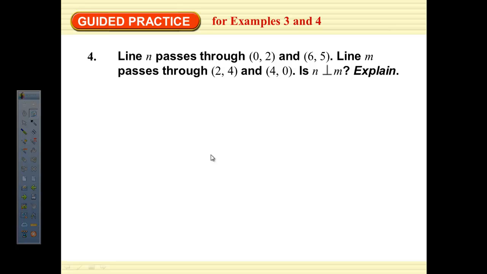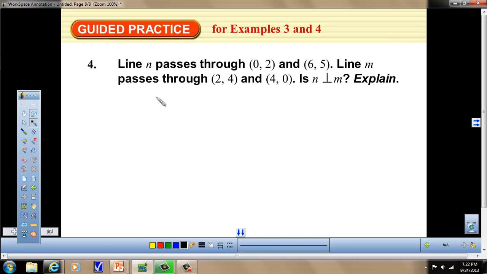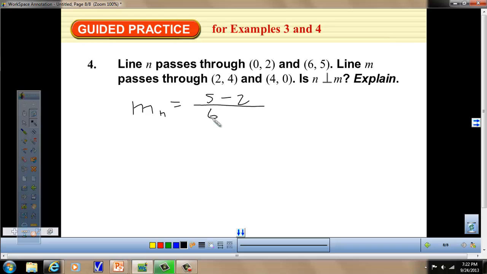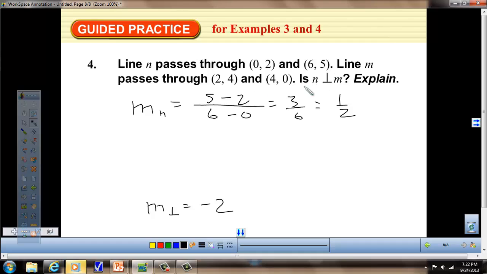For this next one, similar to the last one, but this time we're given two lines and we want to know if they're perpendicular. We're going to find the slope of n, and again we take the y's, so we do 5 minus 2, and the x's gives us 6 minus 0. So on top we have 3, on the bottom we have 6. Reduce, this is 1/2. I'm going to write down here what I want my perpendicular slope to be. I want to flip this and change the sign, so it should be -2/1 or -2. Let's hope that it's this. If it isn't, then the lines are not perpendicular.